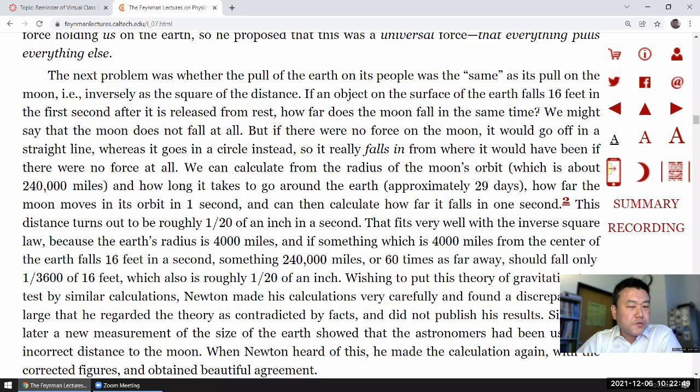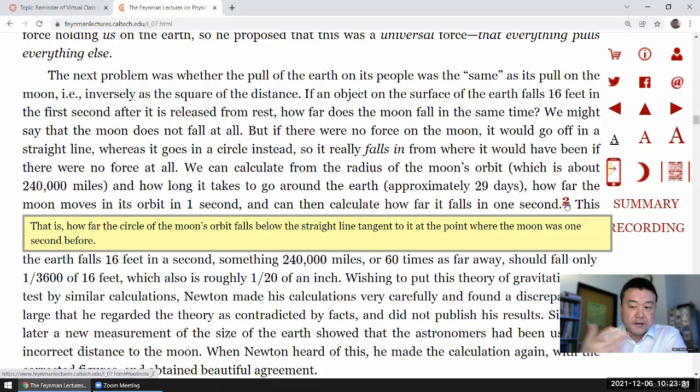We might say that the moon does not fall at all, but if there were no force on the moon, it would go in a straight line, whereas it goes in a circle instead. So it really falls in from where it would have been if there were no force at all. We can calculate from the radius of the moon's orbit, which is about 240,000 miles, and how long it takes to go around the Earth, approximately 29 days, how far the moon moves in its orbit in 1 second, and can then calculate how far it falls in 1 second.